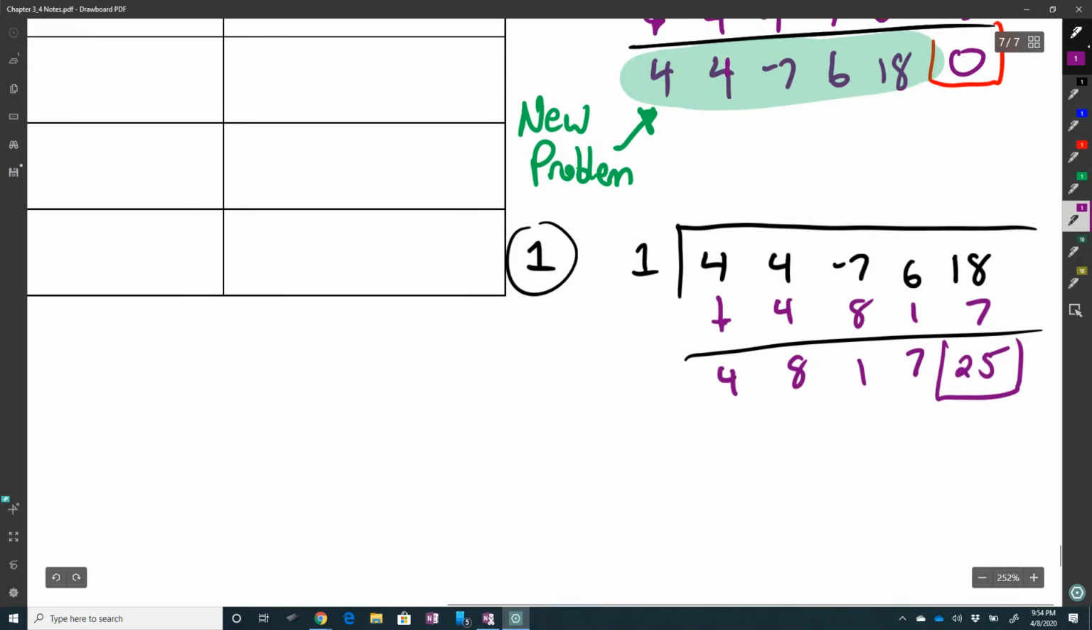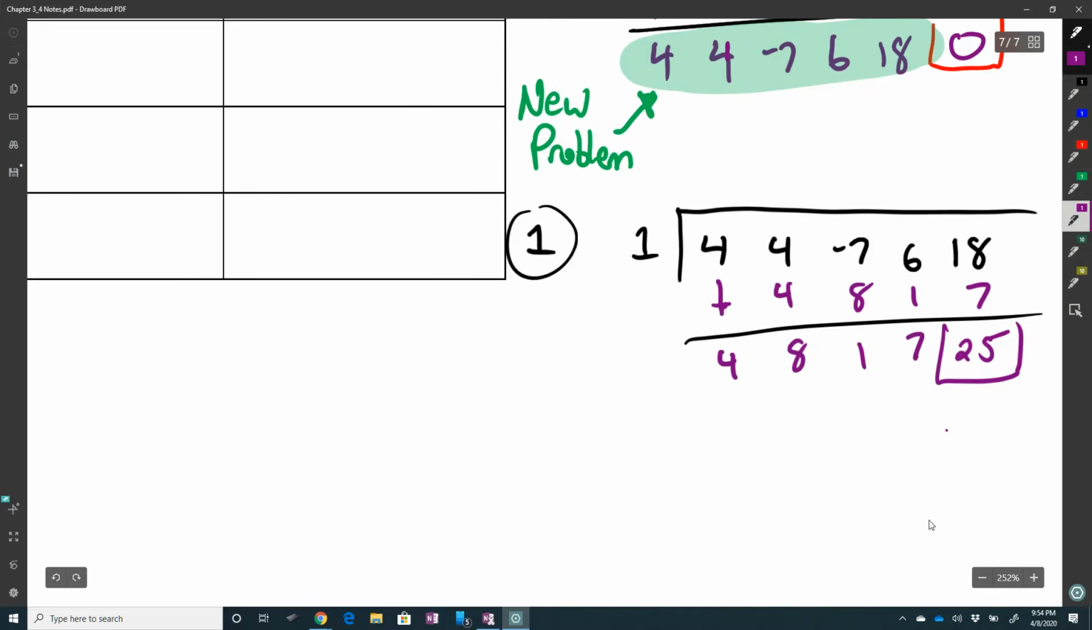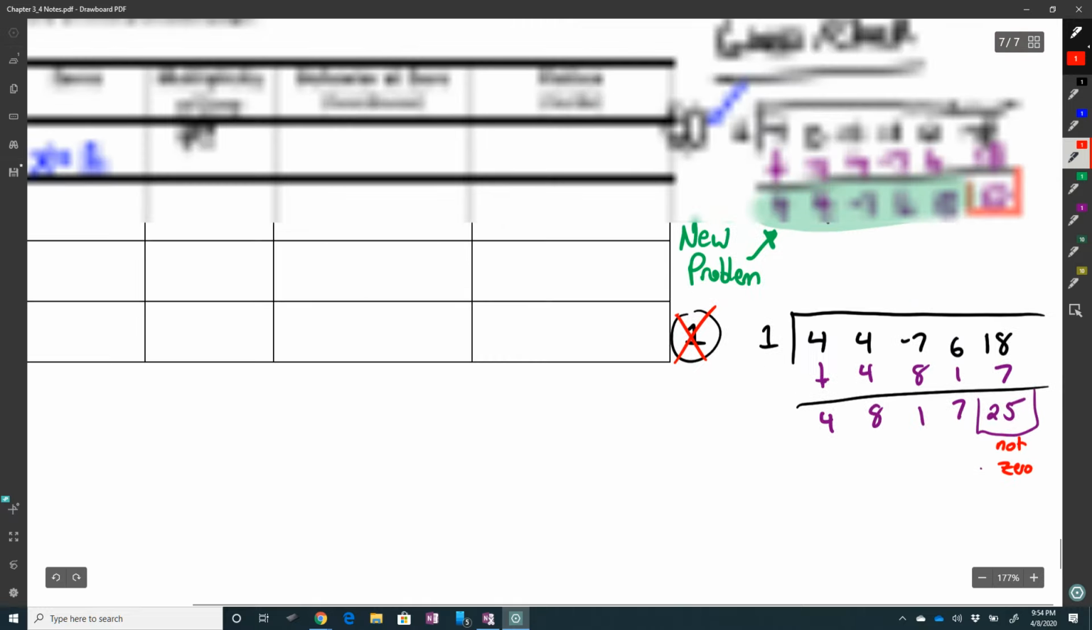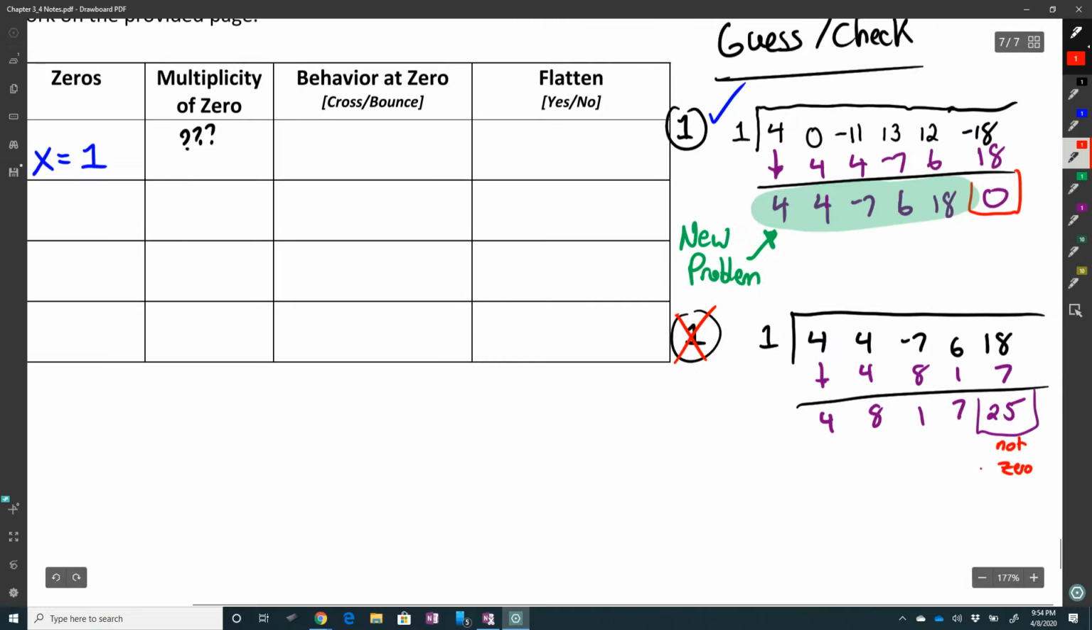Notice that this is not 0. So since it's not 0, that means now I can cross off the 1, meaning that this 1 only happened once. It only worked once. So the multiplicity of 1 is 1. Okay? The behavior at 1, since the multiplicity is 1, it means that it crosses like a line. It crosses straight through.